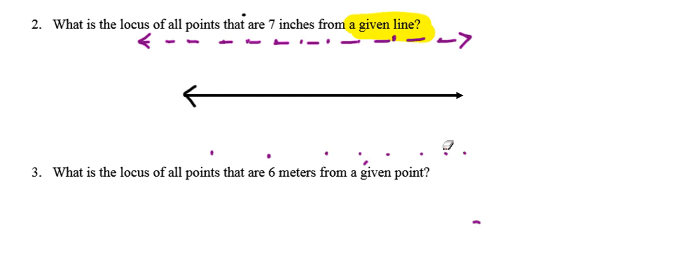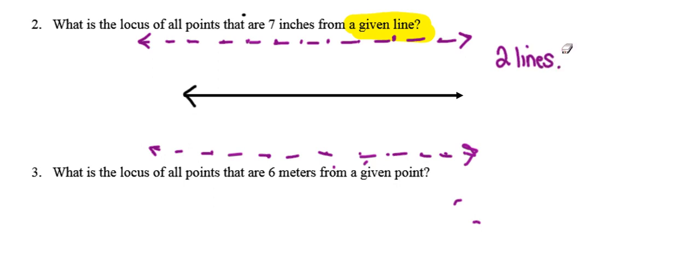So we've got to be careful when we sketch our pictures to remember that we include in our locus all of the points that satisfy that criteria. At this point, I cannot sketch any more points that are 7 inches away from that line, so I know that I've gotten the whole entire locus. As far as the shape of my geometric figure, what was it that I drew? Well, I drew 2 lines.